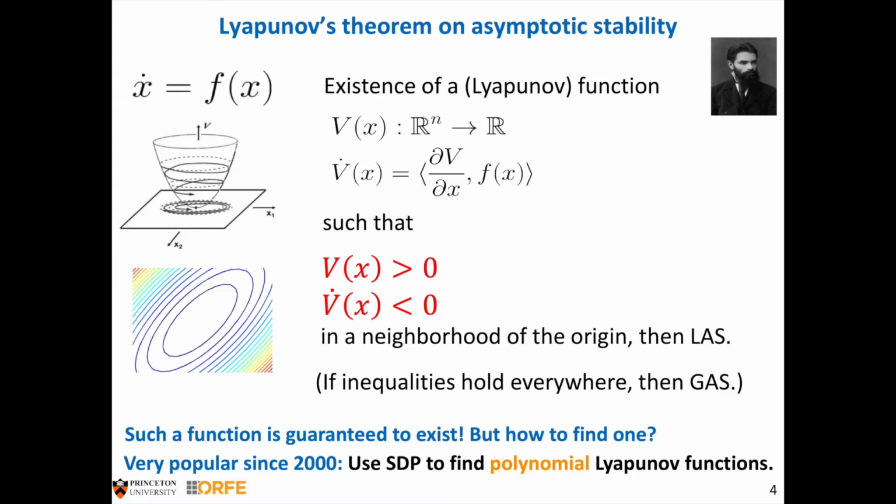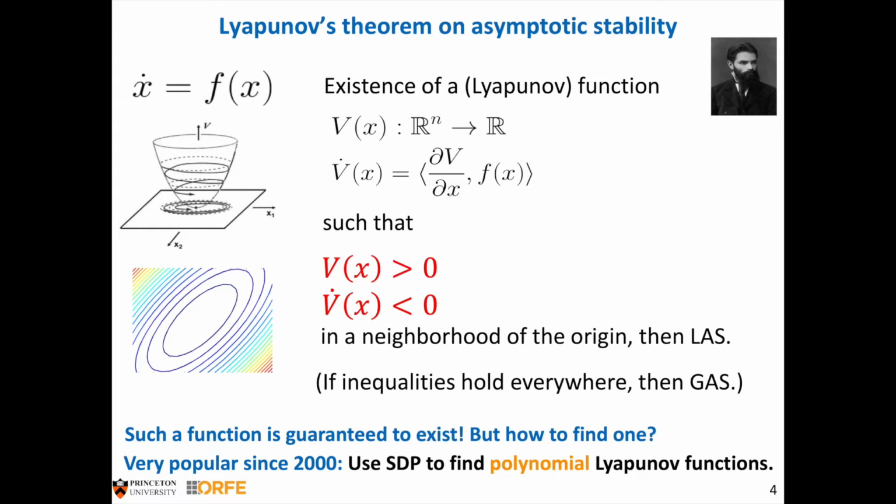And if these inequalities hold everywhere, and V is also radially unbounded, then you have global asymptotic stability, right? And this is an if and only if. So such a function is guaranteed to exist if your system is stable. You can prove some properties of it. For instance, you can prove that there will always be a continuously differentiable function that satisfies this. But the whole question is, how do you find this Lyapunov function?